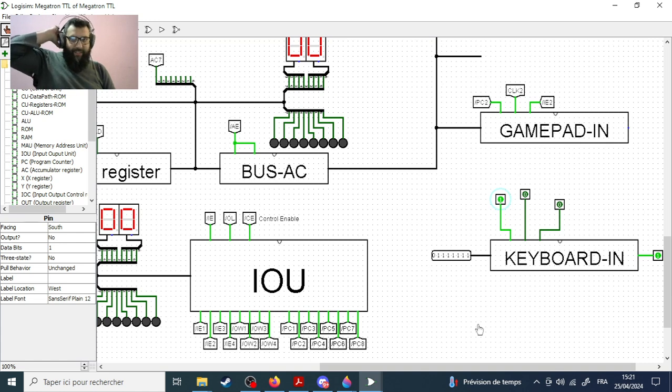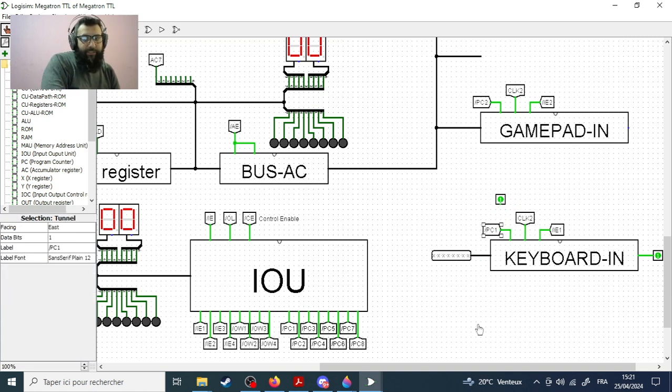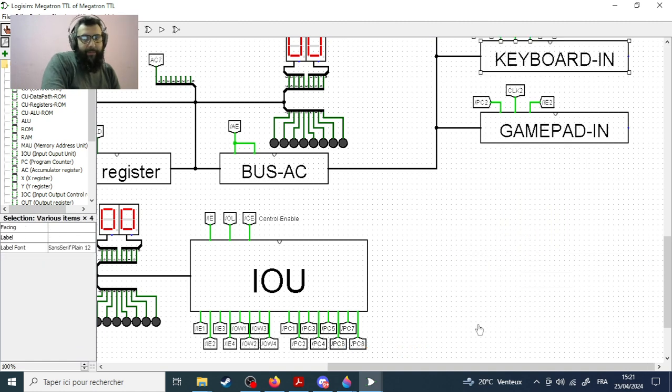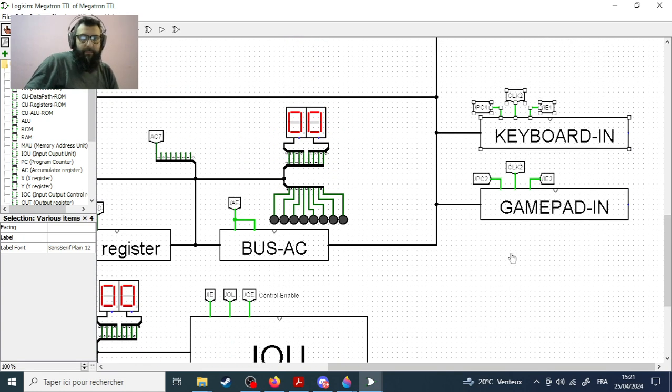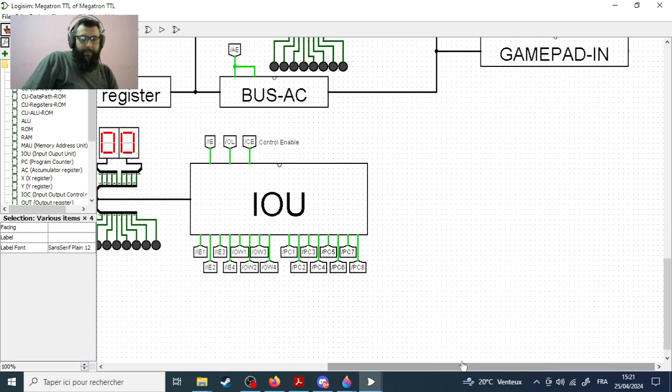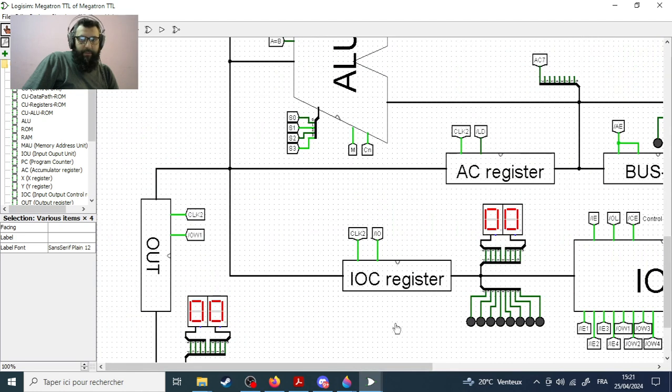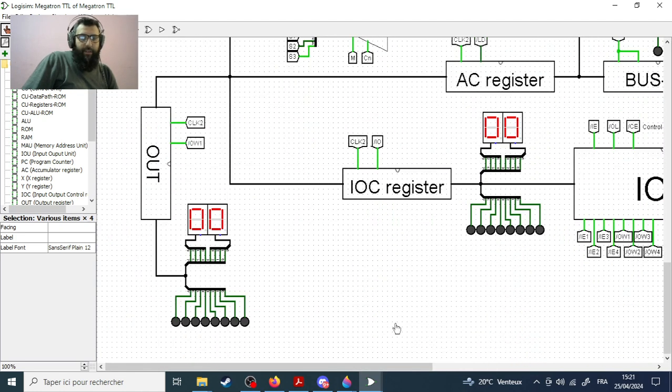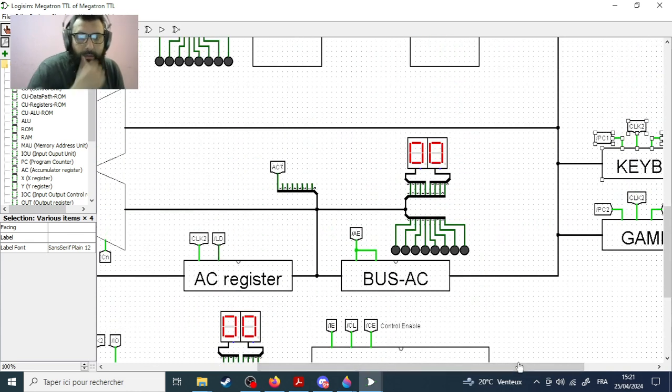Did you understand that? You have to test. If you get some difficulties understanding some elements, you have to test them. You can test them using Logisim. Okay, I think that's all. We finished the description of the whole architecture. Do you have questions?